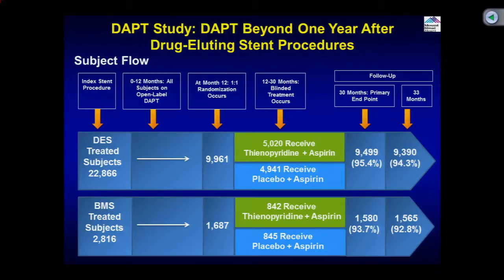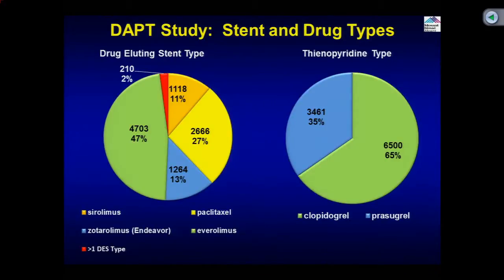As I said, 10,000 patients, with the bare metal stent group being 1687, and 10,000 were the DES patients, which were very carefully followed for 30 and then 33 months. Now, this is the various stent design, and as you can see, everolimus made up 47%. Many of these were the first generation stents, sirolimus and paclitaxel. They have a separate study with separate results for paclitaxel. They needed dual antiplatelet therapy because without it, they had very high stent thrombosis.